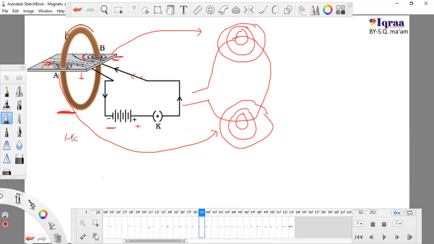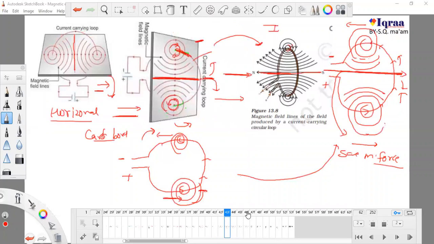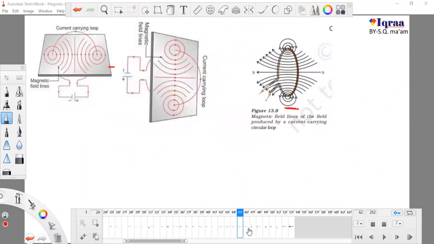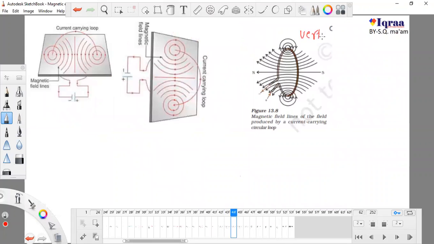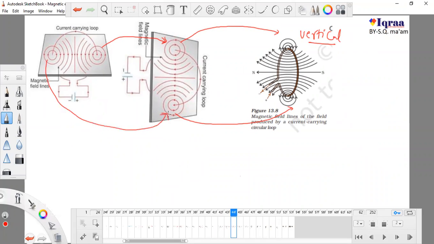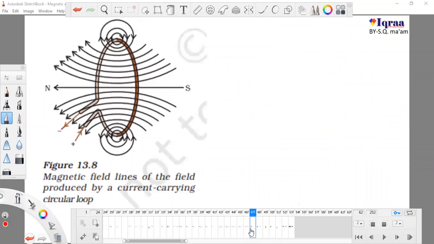Here the position is horizontal, and in this case the position is vertical. That's it, nothing changed. This is the vertical position. Okay, this is this one, and this is this one, this circular loop and this circular loop. So we are just going for this huge circular loop.